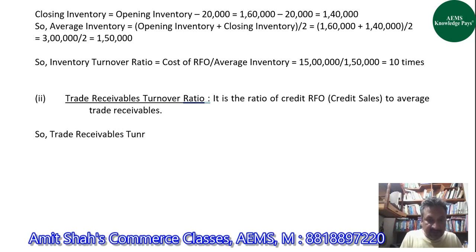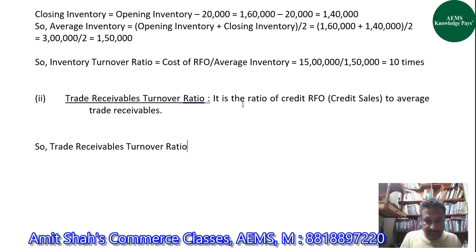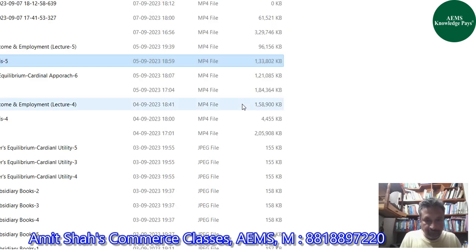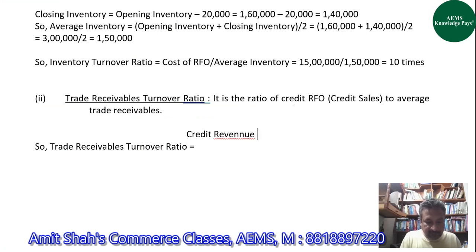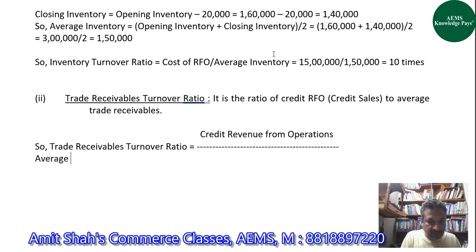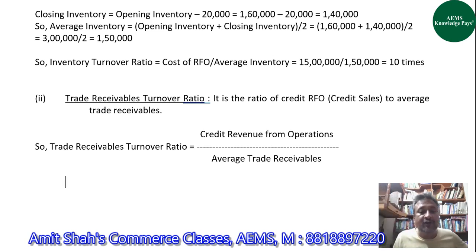So trade receivables turnover ratio is equal to credit revenue from operations upon average trade receivables. Have you got this, guys, or not?